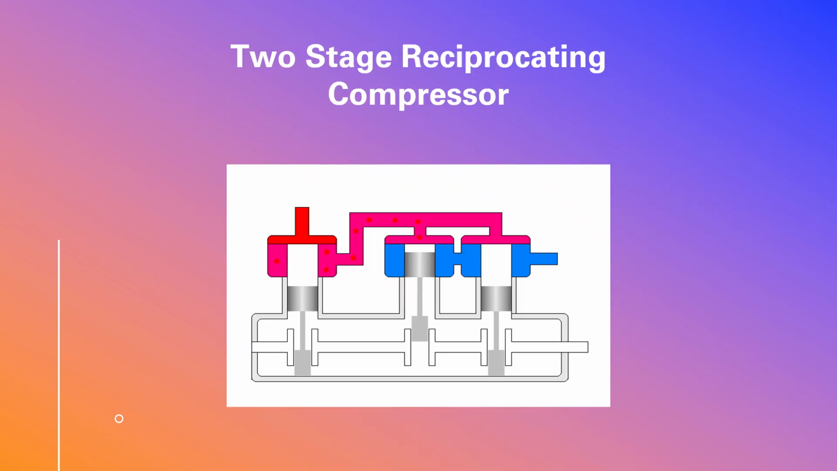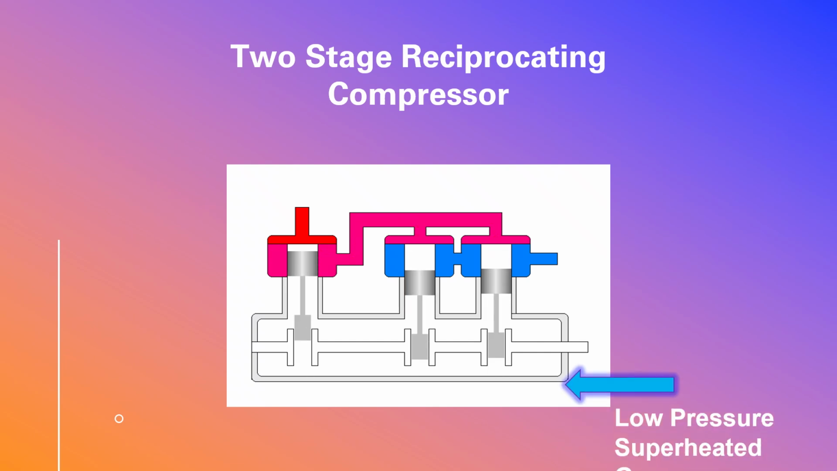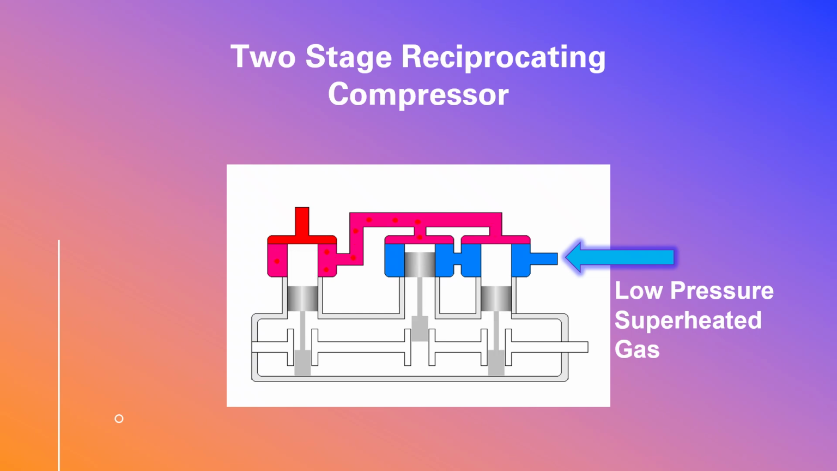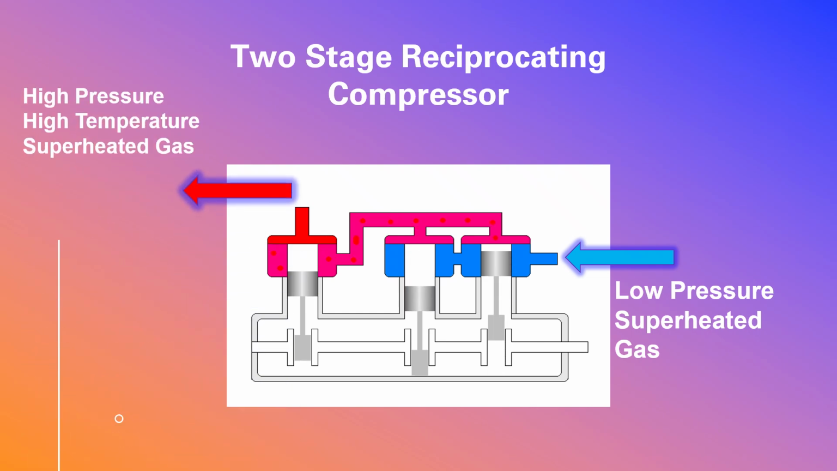So here we have an illustration of a two-stage reciprocating compressor. We have low pressure superheated gas coming in, and high pressure, high temperature superheated gas coming out. These are used when the lift between the suction pressure and the discharge pressure is too great for a single cylinder, so therefore the suction gas for the high pressure cylinder is fed from the discharge of the low pressure cylinders.